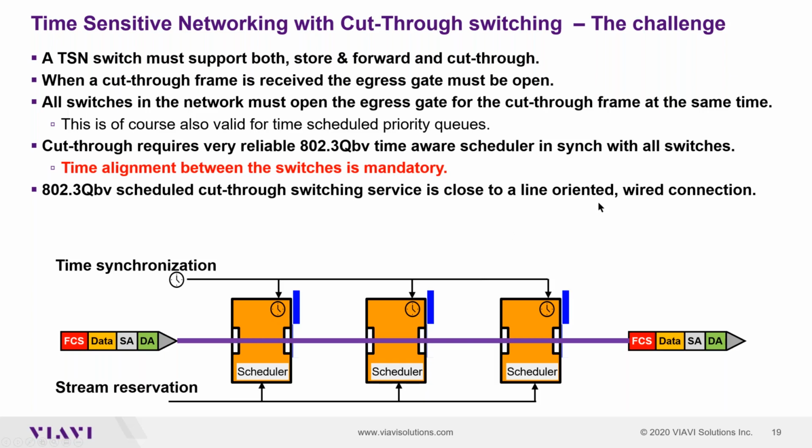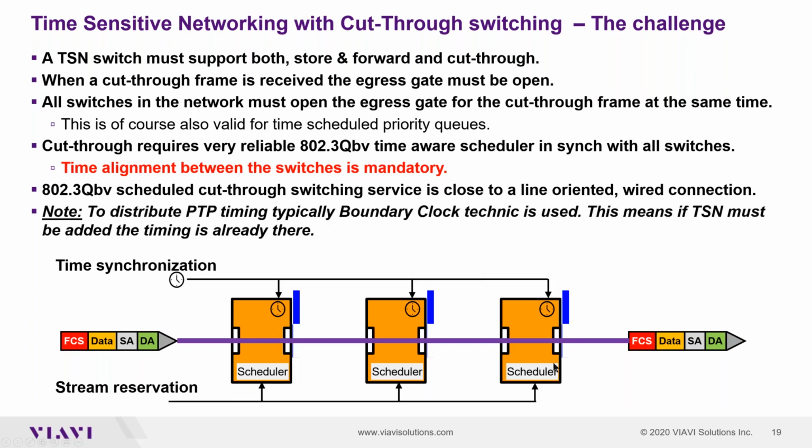So this is now like a line-oriented wired connection, extremely fast through the network. No store and forward delay. And if we have here boundary clocks, if we have here organizing already with boundary clocks, the PTP distribution, they already have the time, so we need to add the scheduler and of course this function of cut through.